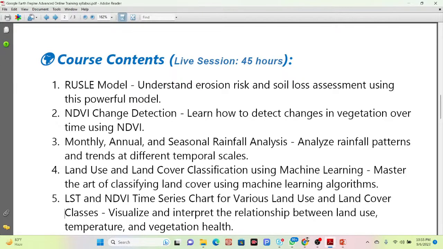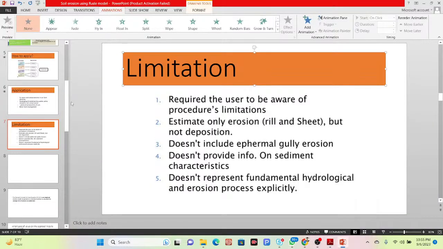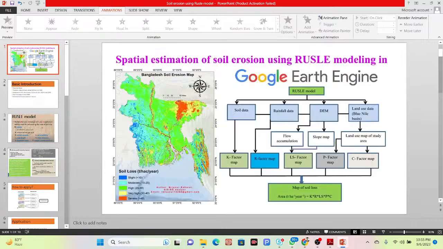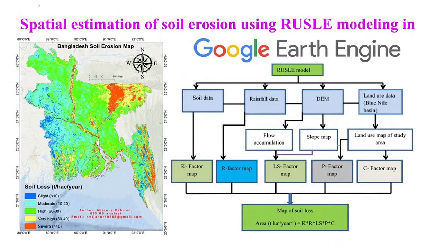So let's go for the first topic. Mainly today I will discuss the RUSLE model, and how we can easily work with the RUSLE model in the Google Earth Engine platform. So mainly, spatial estimation of soil erosion using the RUSLE model. Okay, and this is the algorithm for the RUSLE model.